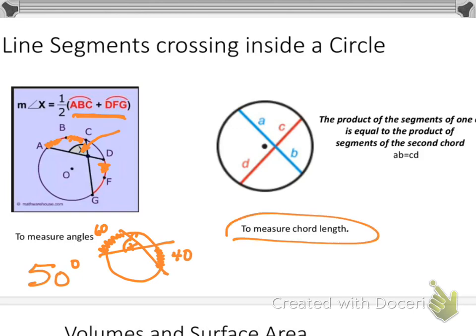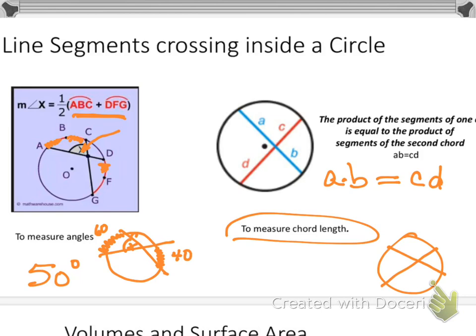What about the chord lengths? Is there a relationship? Well, yes, there is. So when you have chords that cross, this is the relationship. AB, that product, is going to equal the product of CD. So that means if I give you arc lengths and I give you maybe a variable with it, you can solve for the missing term.